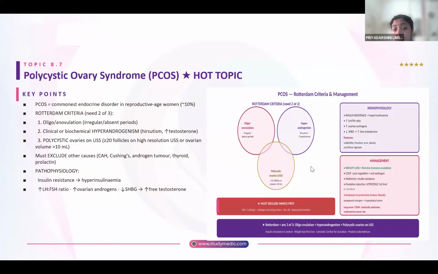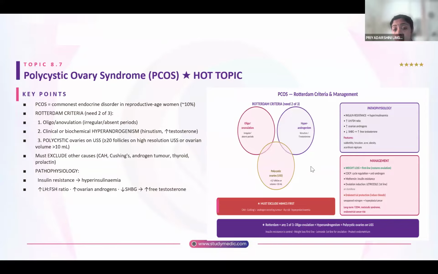So what is the basic pathophysiology that you see in a case of PCOS? Now, in PCOS, there is insulin resistance, which is the key factor which causes all the changes in these women. Because of insulin resistance, there is hyperinsulinemia. If you look at your hormone levels, what happens?